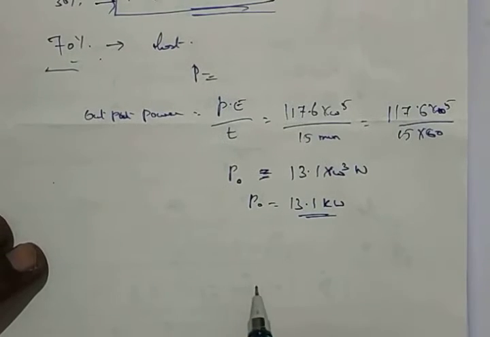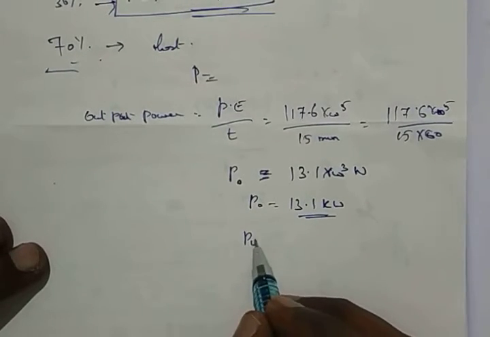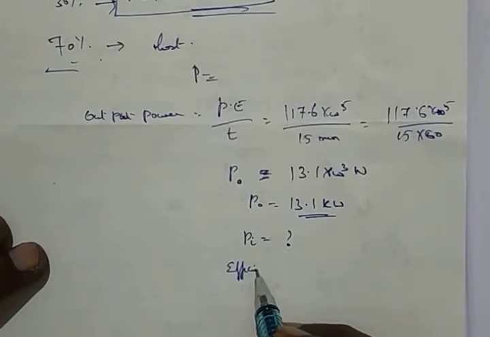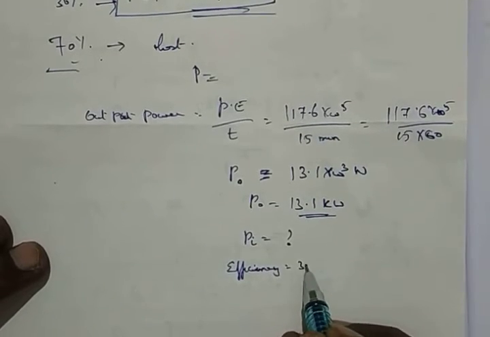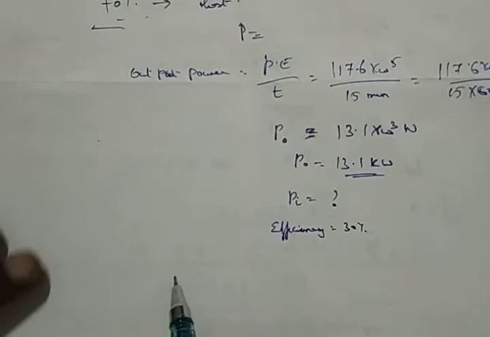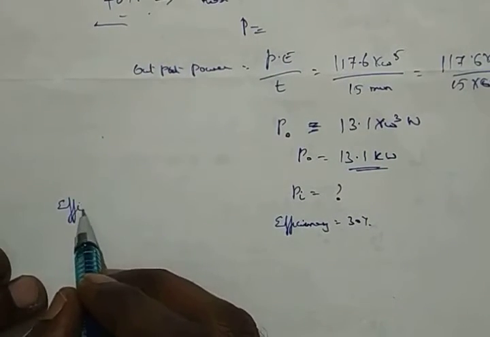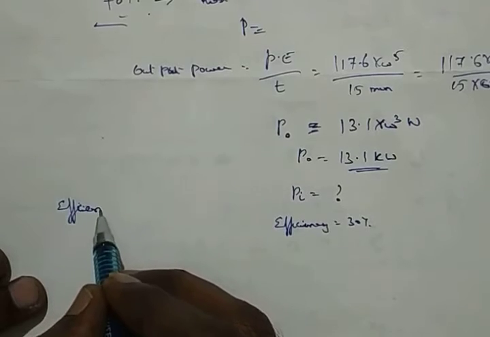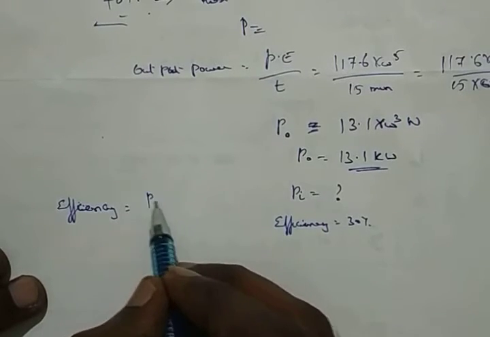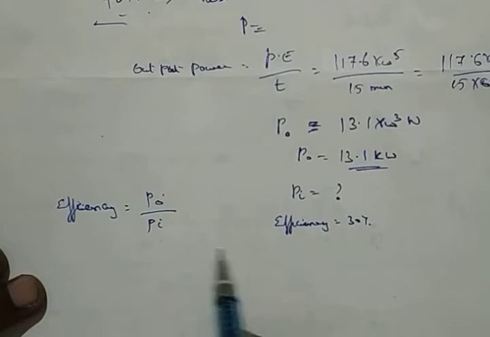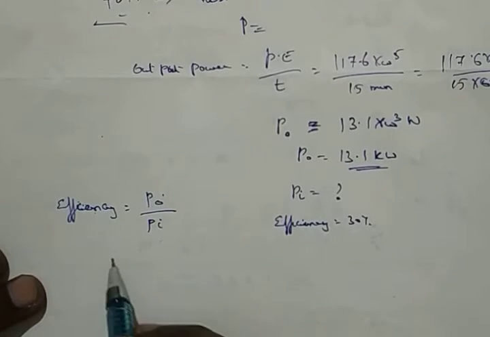Now power input we need to find out. Power input is the question mark. Efficiency is 30%. How to find out the power input from 30% efficiency? The efficiency formula is a very simple formula. Efficiency is equal to power output upon power input. Output upon input is equal to efficiency.